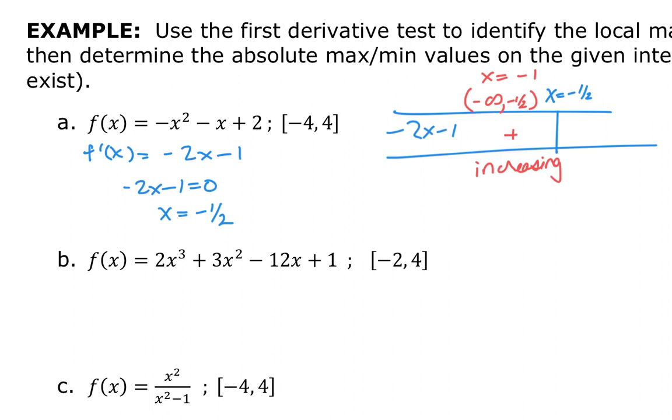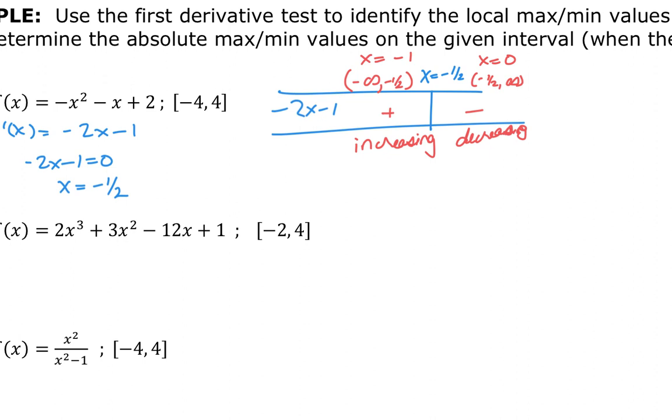Choose something on the other side of negative 1/2, so between negative 1/2 and infinity, in this interval I'm going to choose x is equal to 0. When I put in 0, I'm going to get negative, so this is decreasing. So what we know is that when x is equal to negative 1/2, based on going from increasing to decreasing, this is a max. So we have a max at x is equal to negative 1/2.